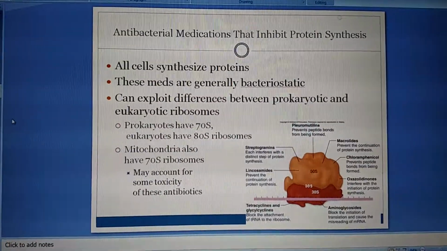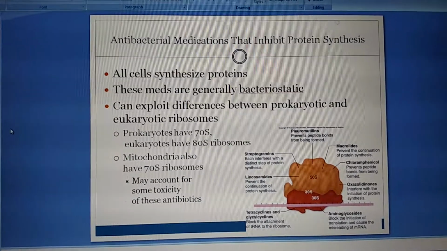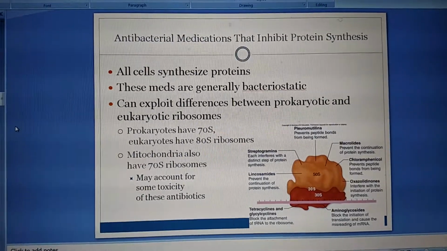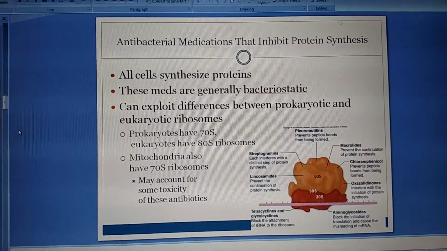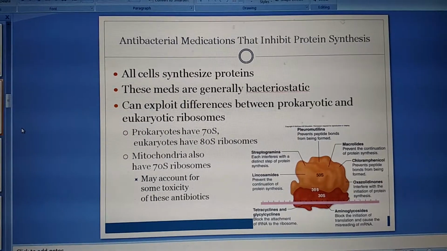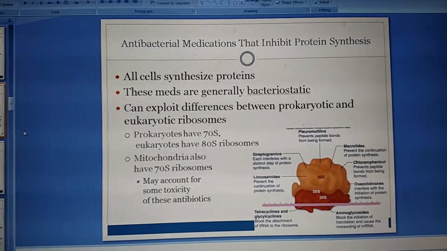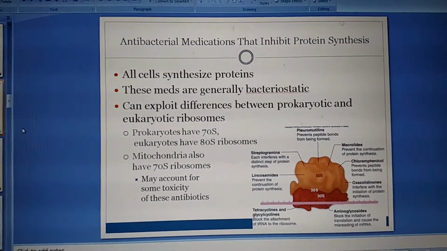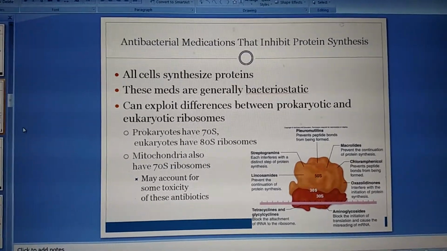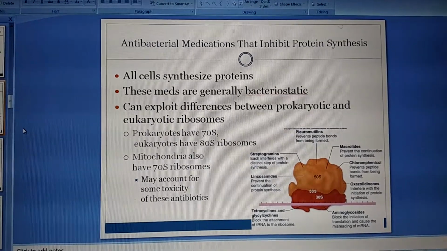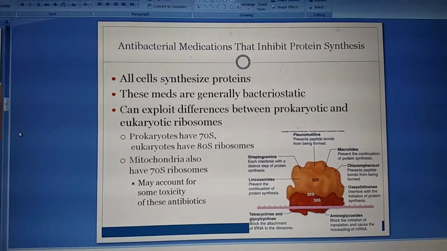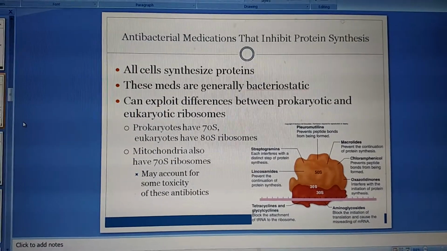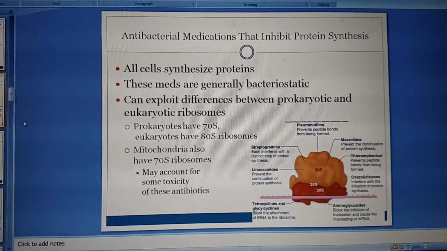Now, you can also target protein synthesis. You have to remember all cells make proteins. These medications do tend to be bacteriostatic, but you can create medications to target differences between bacterial and eukaryotic ribosomes. Remember, bacteria have a 70S ribosome, but eukaryotes have an 80S. What you have to be careful, though, is if you go after the ribosomes, mitochondria also have 70S ribosomes.